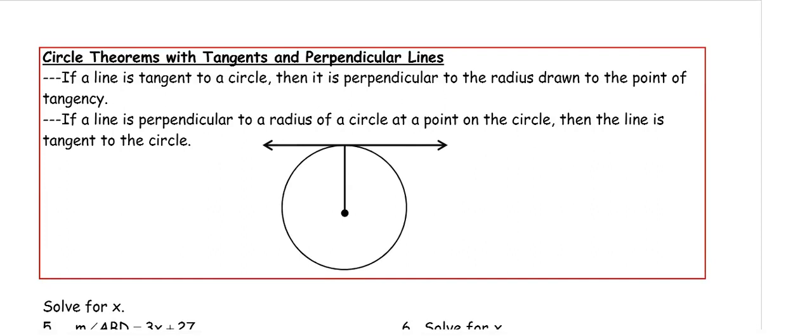Now we have a couple of theorems about circles with tangents and perpendicular lines. If a line is tangent to a circle, then it is perpendicular to the radius drawn at the point of tangency. So if this is the point of tangency, our radius is going to be perpendicular. This is going to help us to create right triangles to find missing lengths.